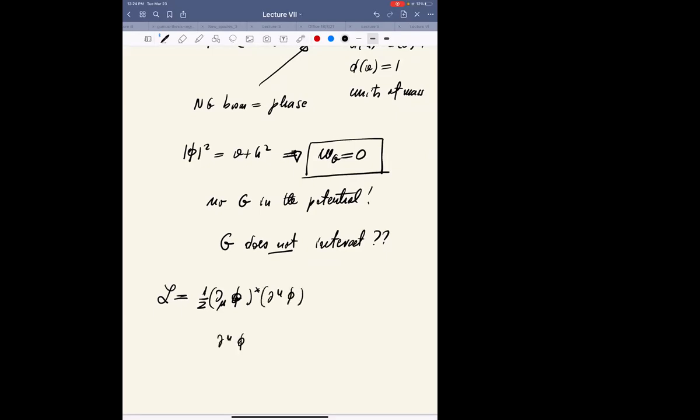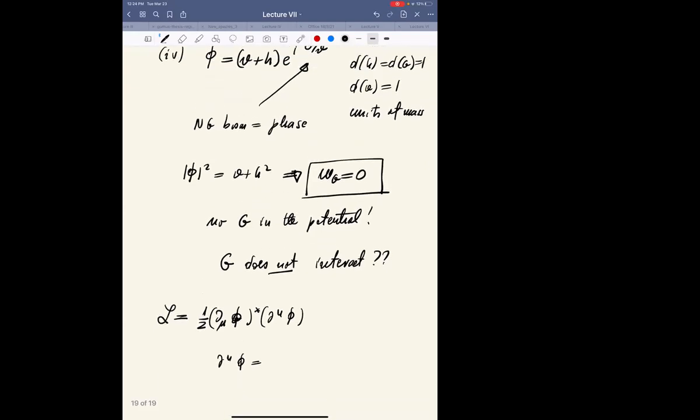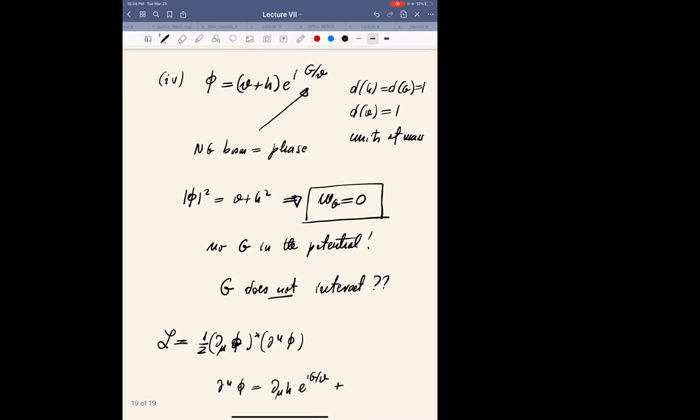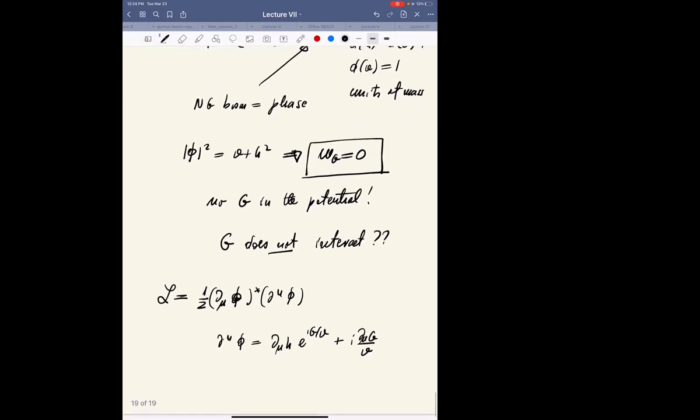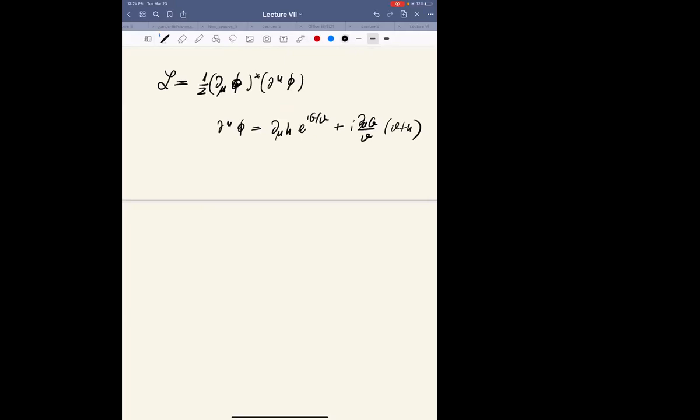And now d mu phi in this formulation, notice, is d mu H e to the i G over V plus i d mu G over V times V plus H. So there will be an interaction, of course, and it's a derivative interaction. Notice, we just got the derivative here.